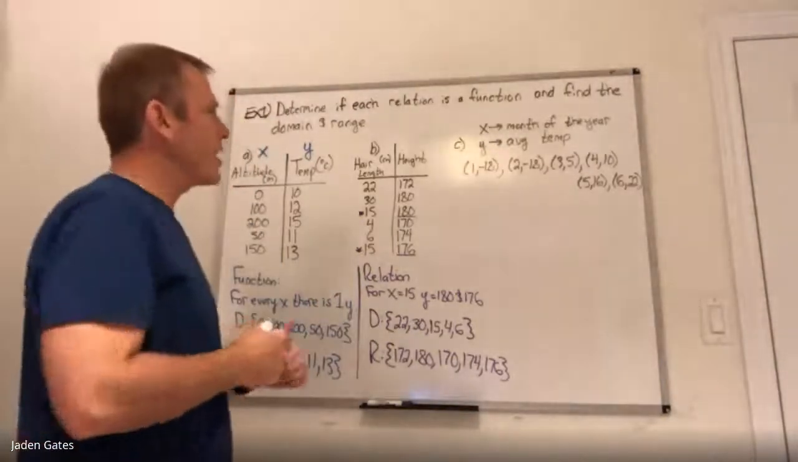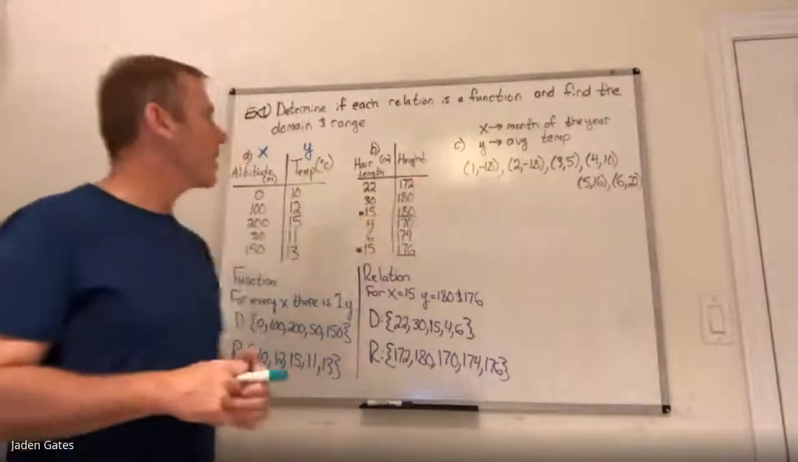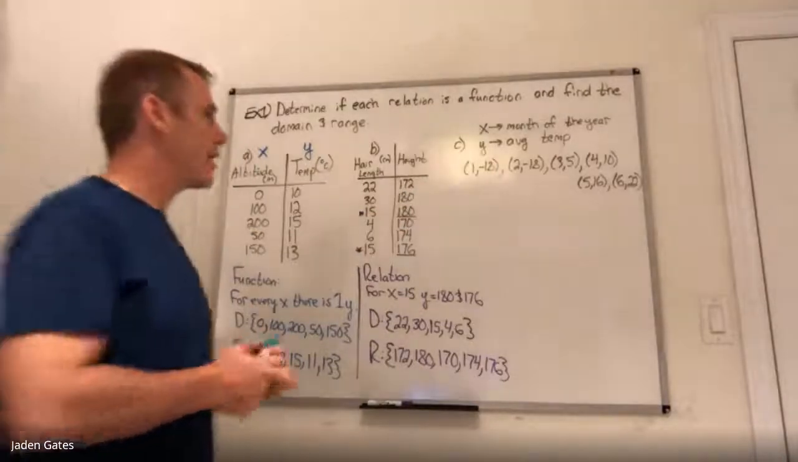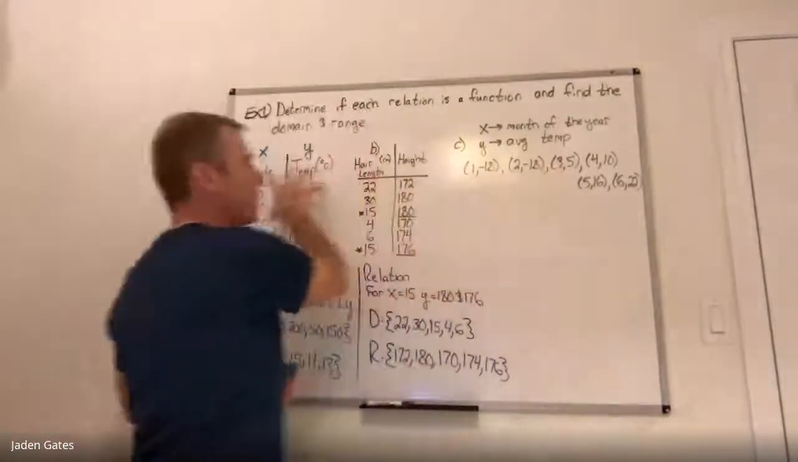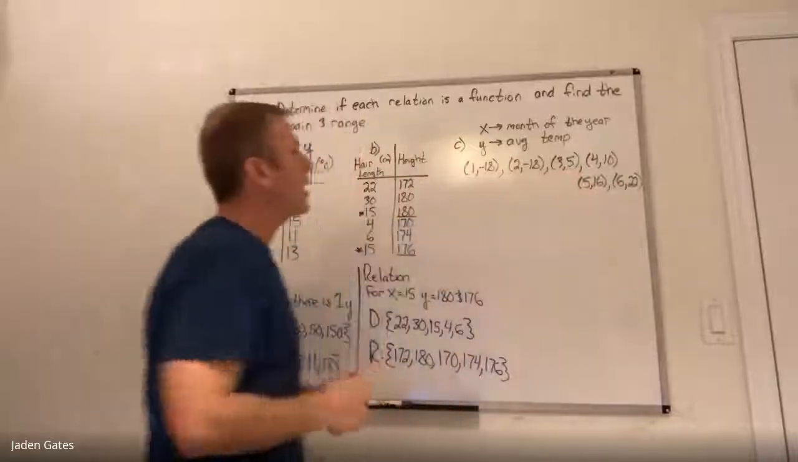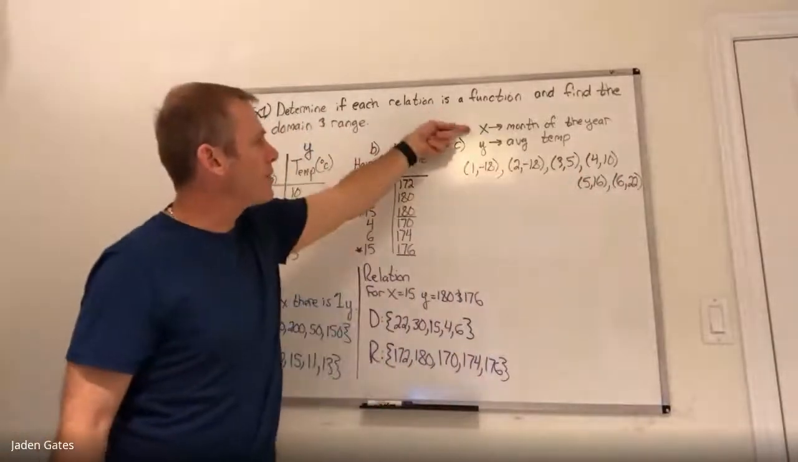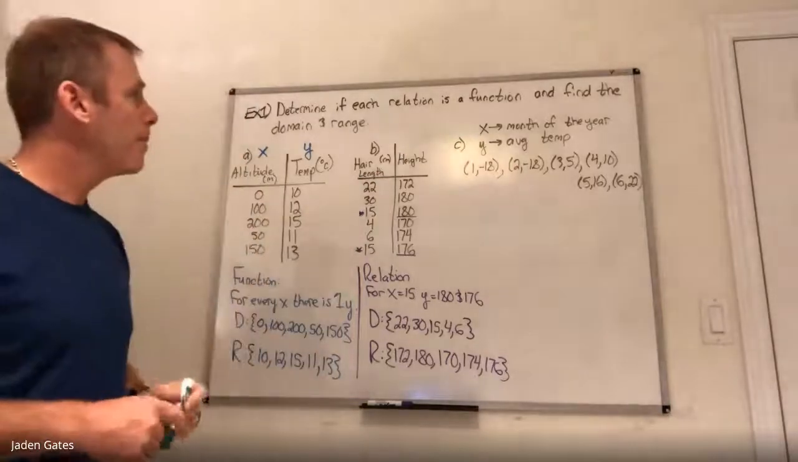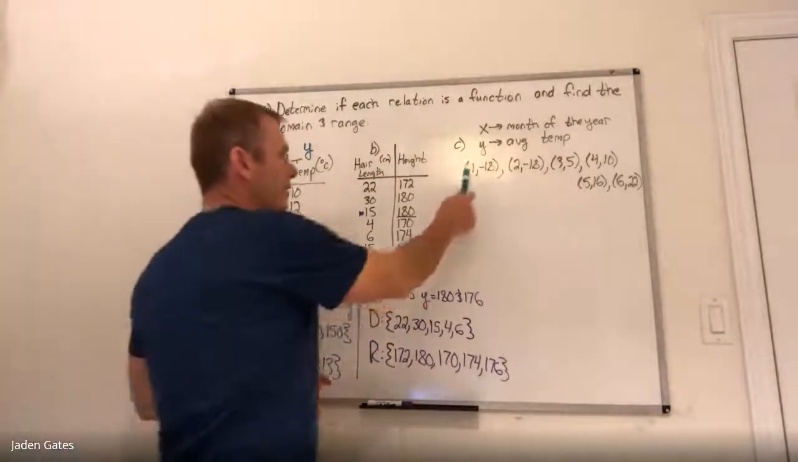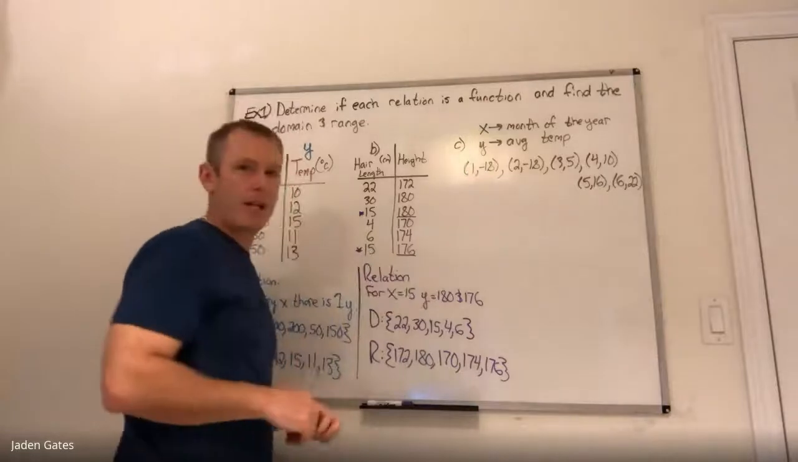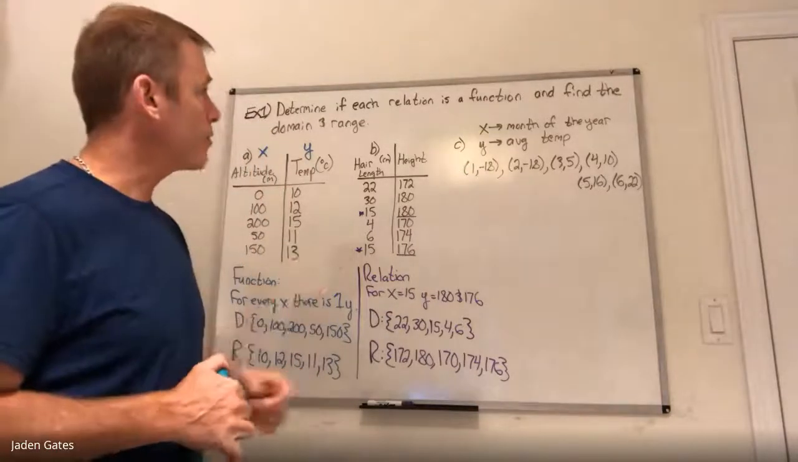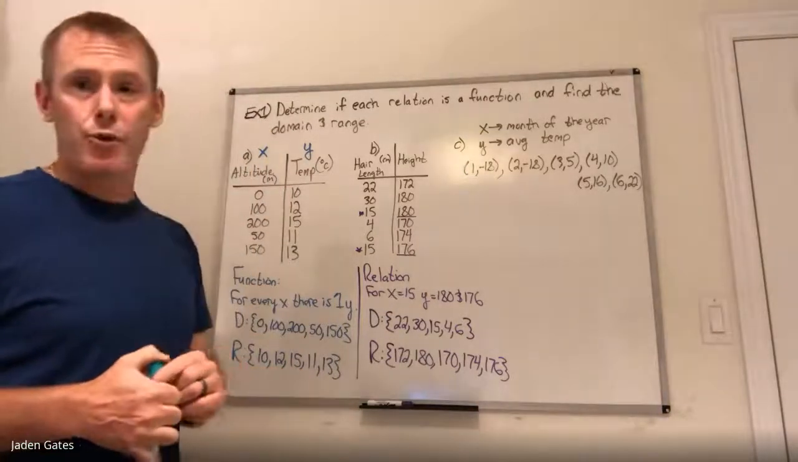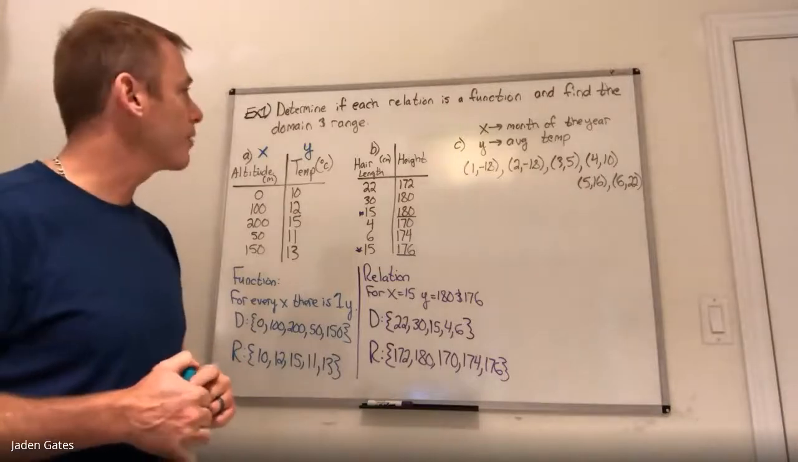Okay, so now we get to the next one, C, where we have a set of data. I wrote the points not as a table of values, but as points. The x-coordinate represents the month of the year. The y-coordinate represents the average temperature. So I look at this data. The first point is 1, -18. That means in January, our first month, the average temperature is -18. Kind of like it feels out there today.